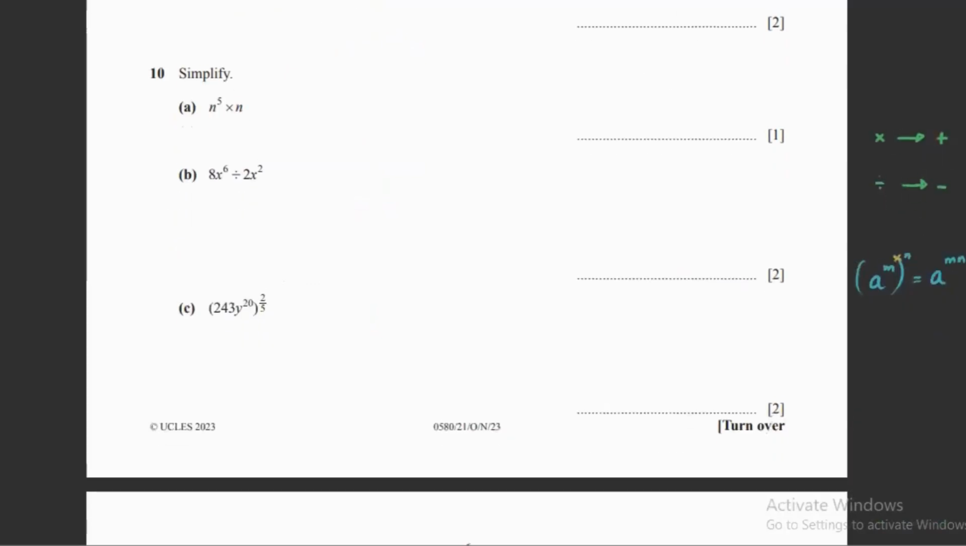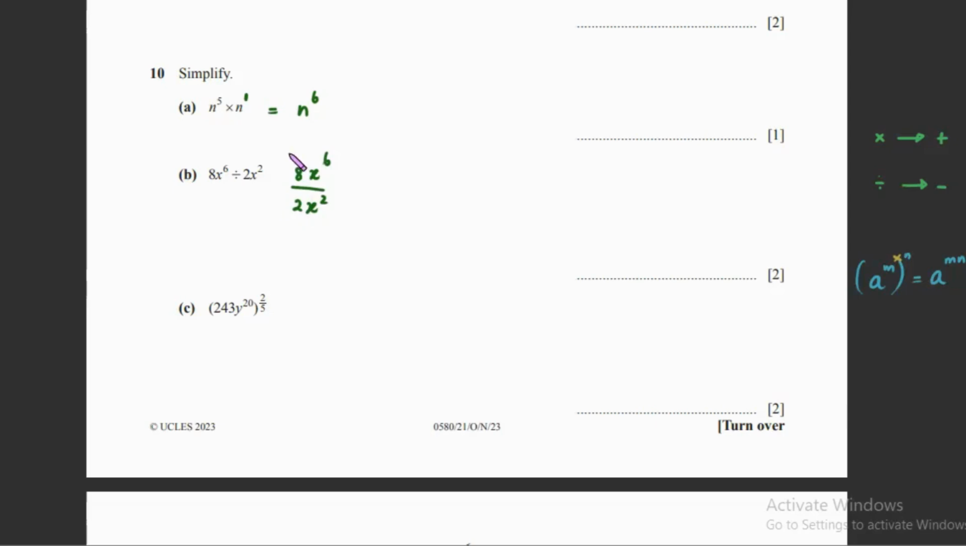In question number 10, we are asked to simplify n to the power 5 times n. This is equal to n to the power 6 because here the power of n is a 1 even though it's not given. When same bases are multiplied together, you need to add the indices. In this case, you got to do the division. So I can write it as 8x to the power 6. I can write it in the form of a fraction. So it's much easier for us to understand.